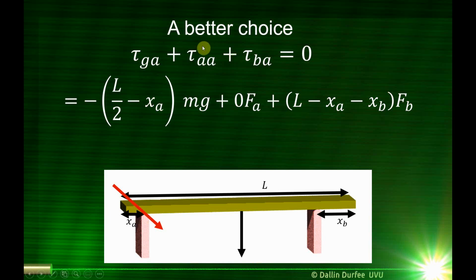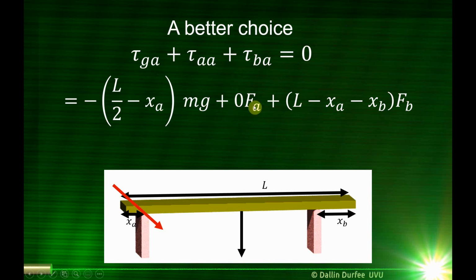Now the torque due to brick A is 0 because it has no lever arm. The force is being applied right at the axis, so that's just 0, and FA doesn't show up in our equation. And then the torque due to force B is the distance from here to here, which is the length of the board minus XA minus XB. That's the lever arm, and then we multiply by the force of brick B, and once again sine of theta is 1 because the lever arm and the force are at 90 degrees.